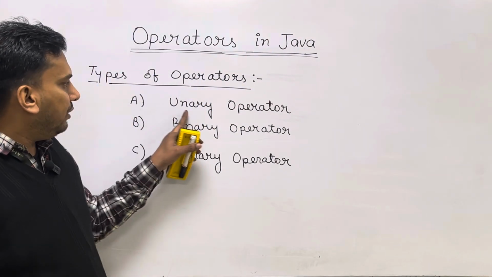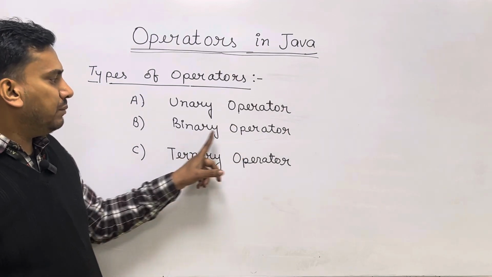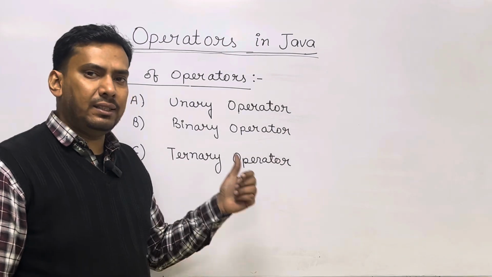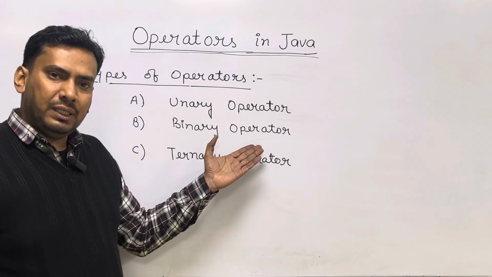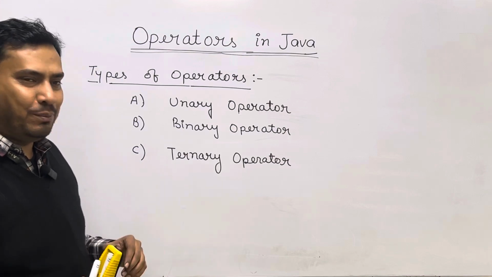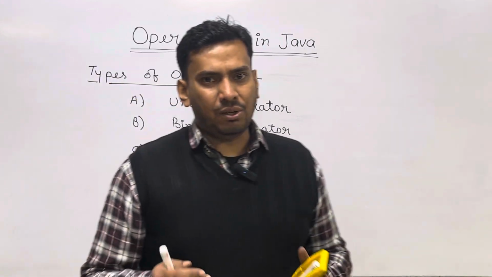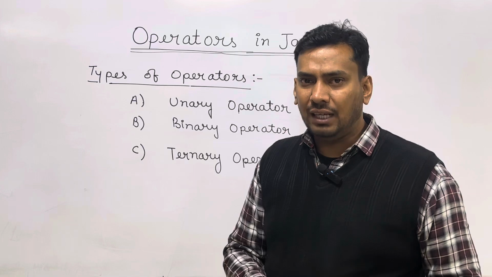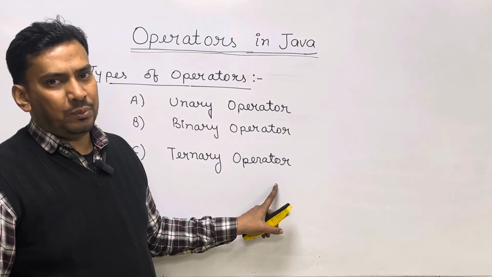The first one is the unary operator, which works with a single operand. The second one is the binary operator, which works with two operands, and the third one is the ternary operator, which works with three operands. Binary operators are something we are very much familiar with, but unary and ternary are slightly different, or you can say new to you. That's why they are asked in exams, including the Oracle certification exam. The ternary operator is an important topic.